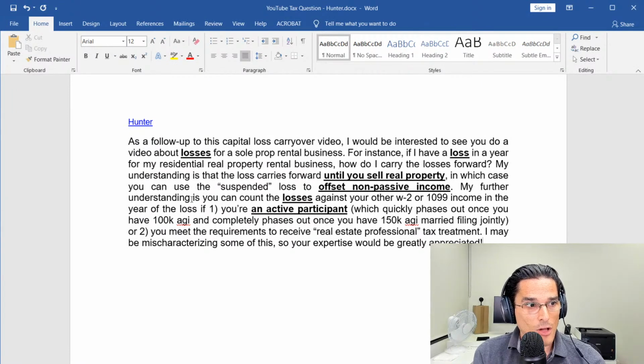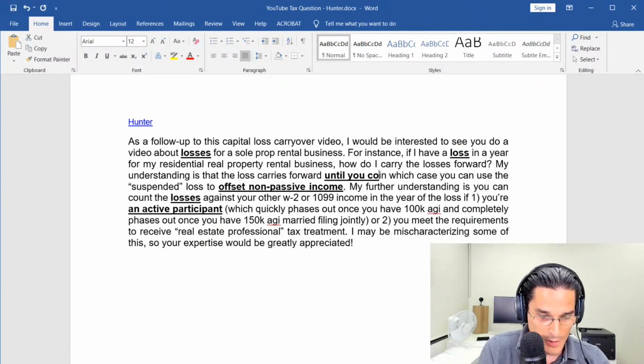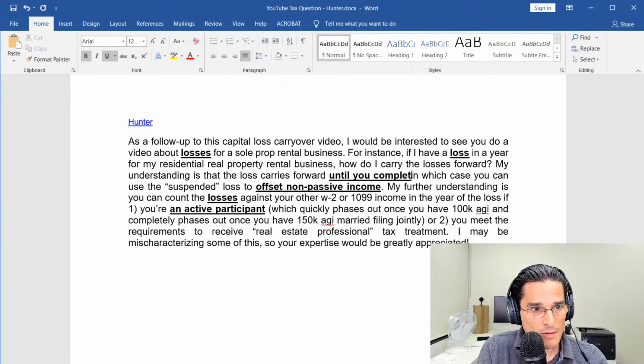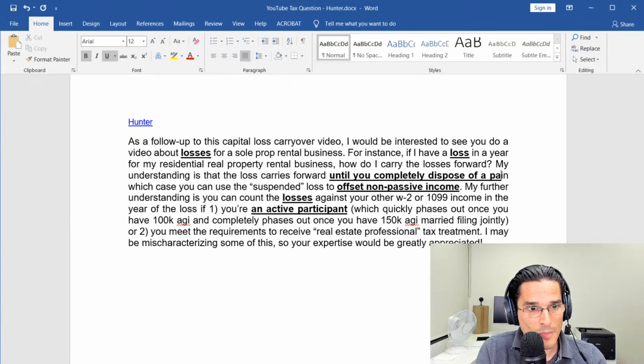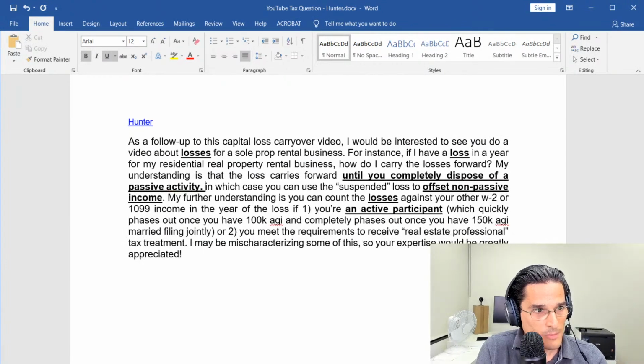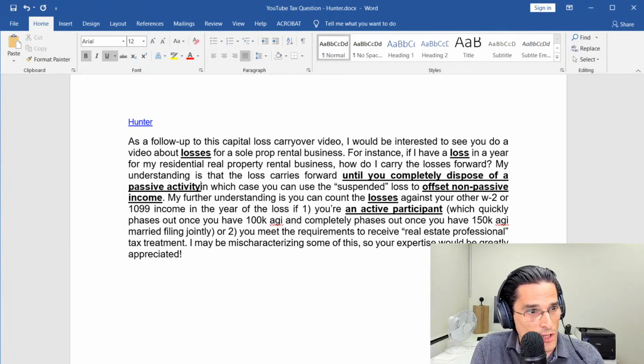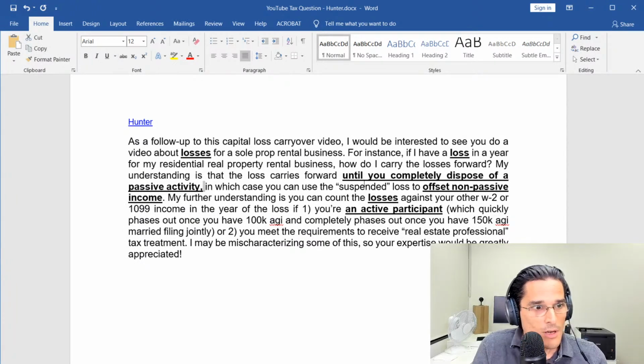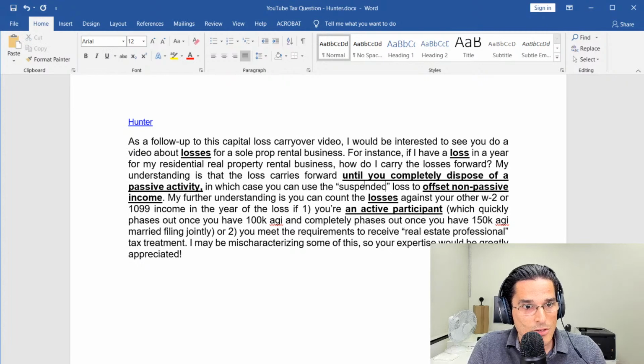For instance, if I have a loss in a year for my residential real property rental business, how do I carry the losses forward? My understanding is that the loss carries forward until you sell real property. We can make that even better, until you completely dispose of a passive activity, in which case, you can use the suspended loss to offset non-passive income.